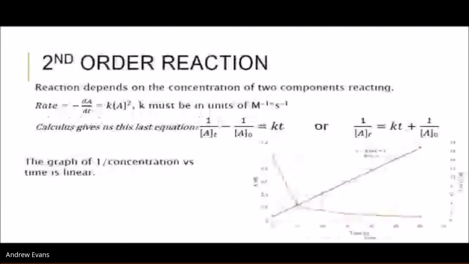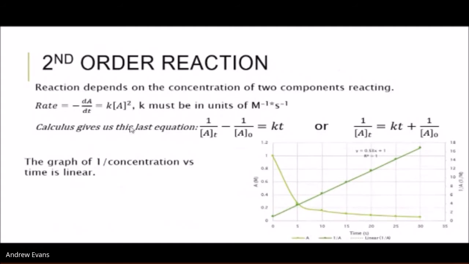And the second order, that's probably the weirdest one. The reaction depends on the concentration of two components reacting. So when we do our magic calculus, we get this equation: 1 over the concentration at time t minus 1 over the concentration at time 0 equals kt. So we don't plot the natural log. We don't plot the concentration. We plot what's called the inverse concentration. So if the concentration is high, you're going to get a small number. If the concentration is low, you're going to get a bigger number.